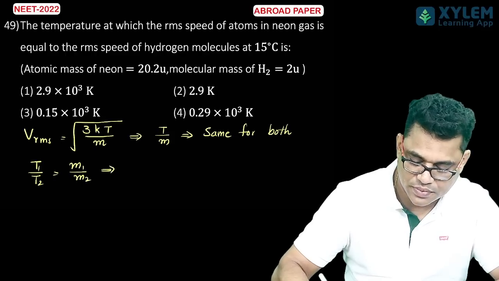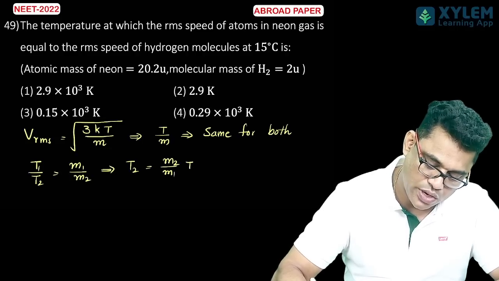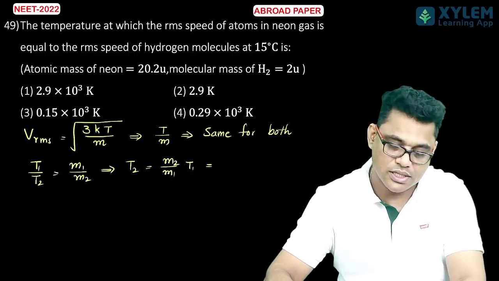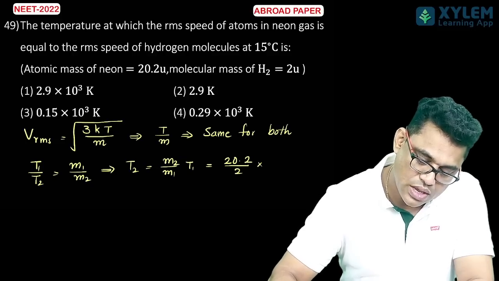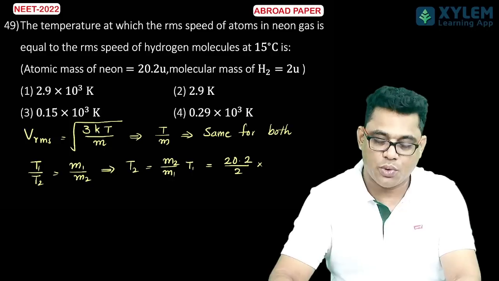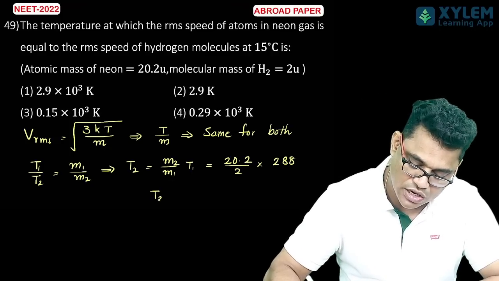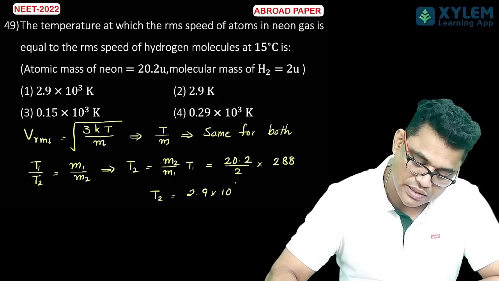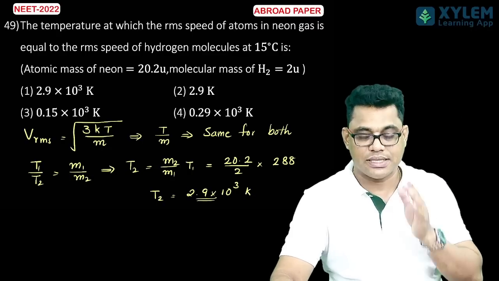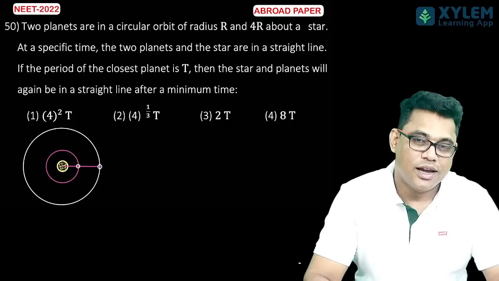You want T2. T2 is equal to M2 divided by M1 into T1. Let me substitute. What is M2? M2 is 20.2, divided by M1 which is 2, and T1 is 15 degrees Celsius, corresponding temperature 288 Kelvin. When you multiply, you get T2 nearly about 2.9 into 10 to the power 3 Kelvin. It is not an exact value. Here is the value. Last question.